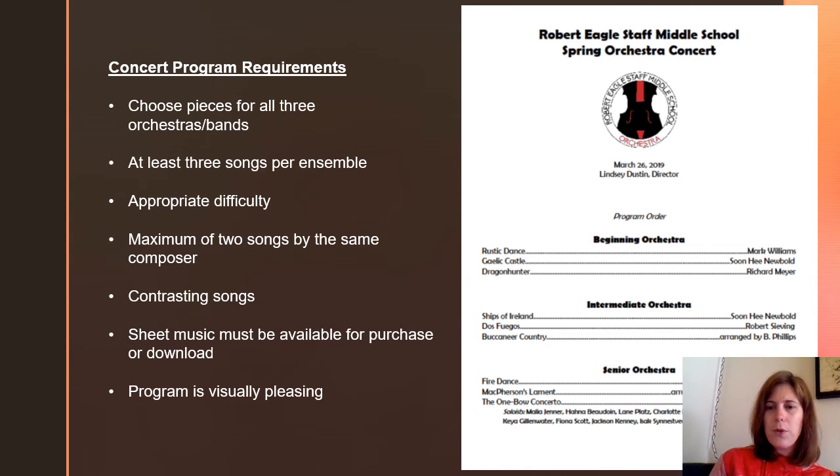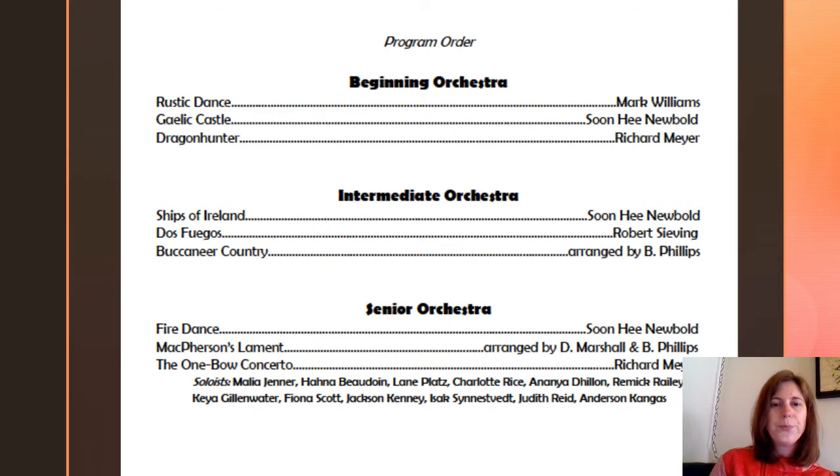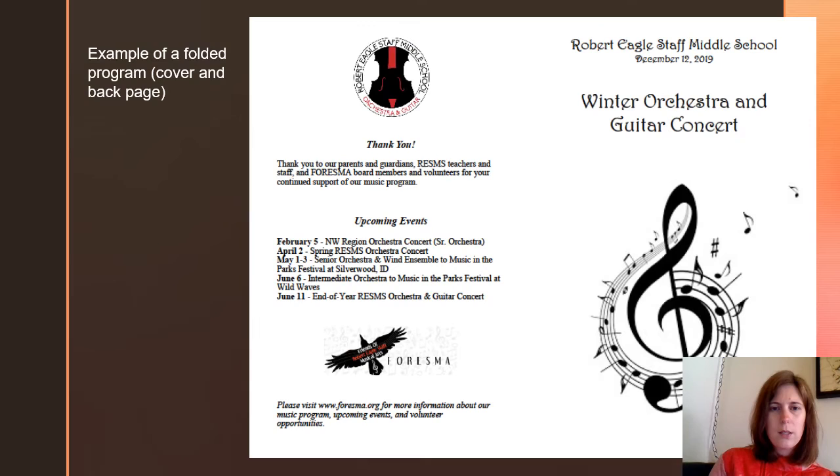And I have some more examples of programs to show you here. So this is just a close-up of the same program as on the previous slide, but you can see that the title of the song is over here on the left, and then the composer is over here on the right. And if the song has an arranger, you need to note that by saying arranged. And some songs have 2 composers, so whatever the songs that you choose have, just make sure that you note that.